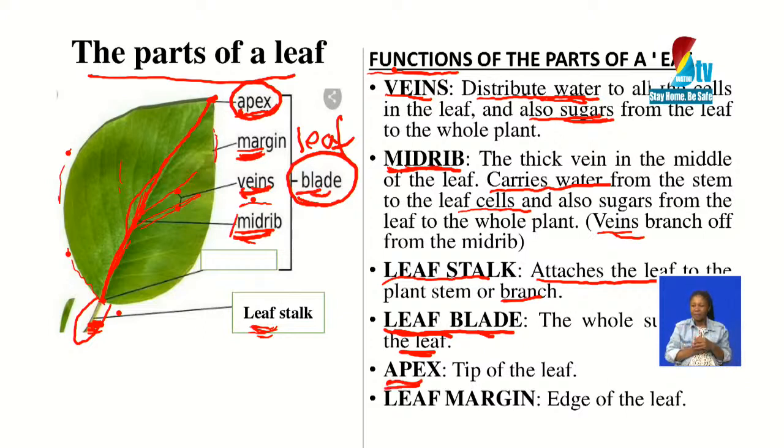Now our apex, this part, is the tip of the leaf. Leaf margin, we are saying, is the edge of the leaf. We're talking about this part, the edge. So that's all about the parts of a leaf. I think you do understand the parts of a leaf and their functions.